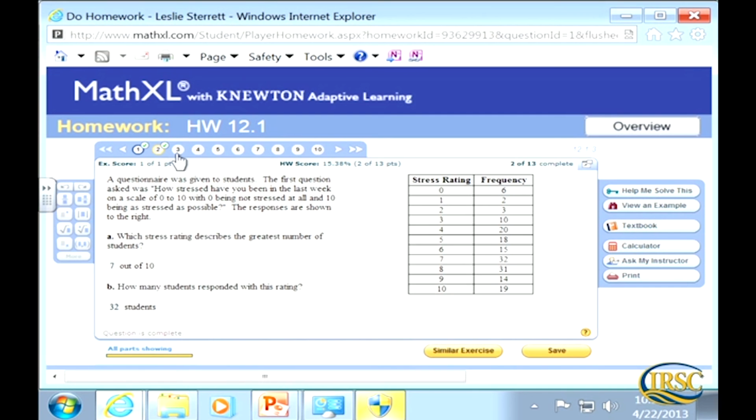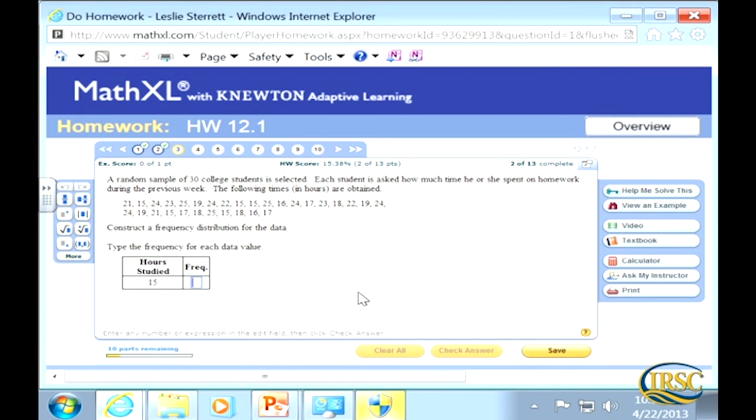Okay, if they ask you to create a frequency distribution, they're going to ask you to fill in the numbers one row at a time. So it's up to you if you want to do one row at a time like this, or if you want to just create the entire table on your paper first and then fill in your numbers. Okay, whatever you feel most comfortable with.